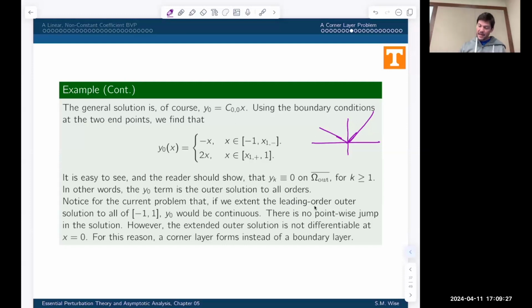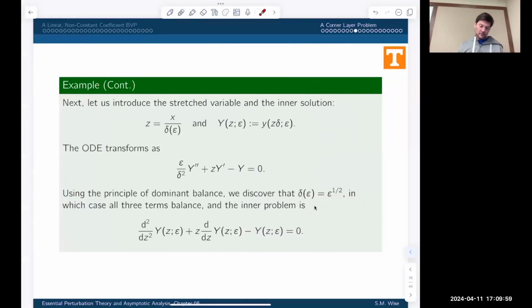A boundary layer would be in effect if we have the two solutions in the outer regions not meeting up continuously at the boundary layer. So in that case, we would have to have a solution, an asymptotic solution, which looks something like that. Okay, it would have to have a lot more interesting curvature going on. This doesn't happen, and so we get a corner layer.